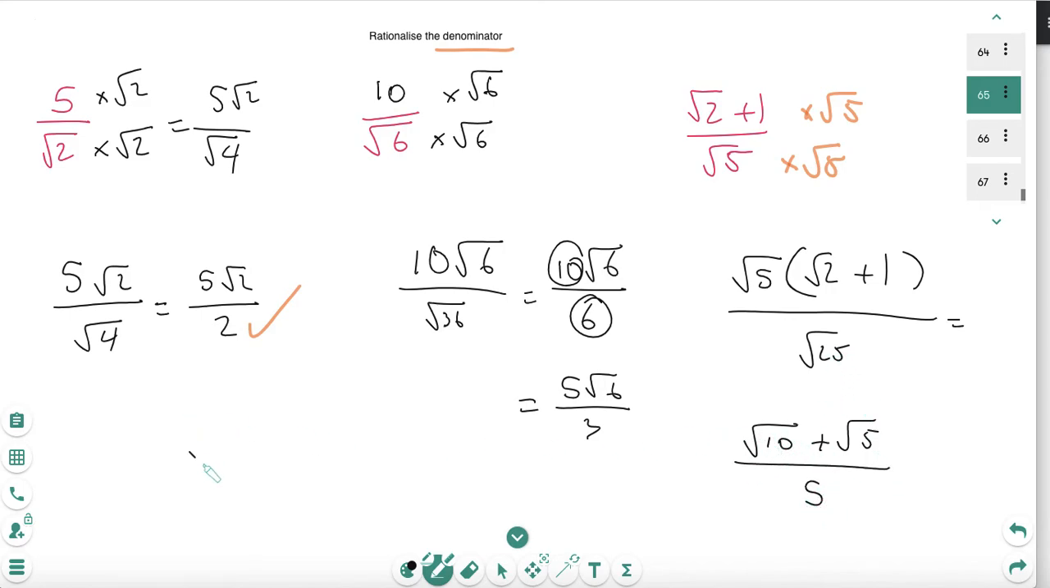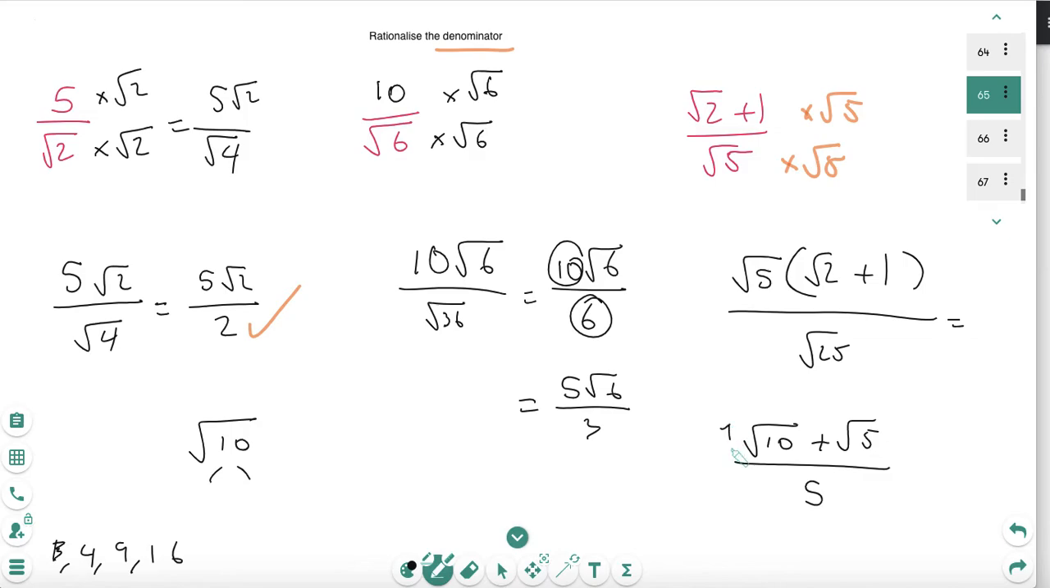Can I simplify the square root of 10? Well, let's write down our square numbers. 4, 9, 16. Well, 1 doesn't count. Does 4 go into 10? No. Does 9 go into 10? No. We can't simplify that. How about with 5? Does 4 go into 5? No. Does 9 go into 5? No.